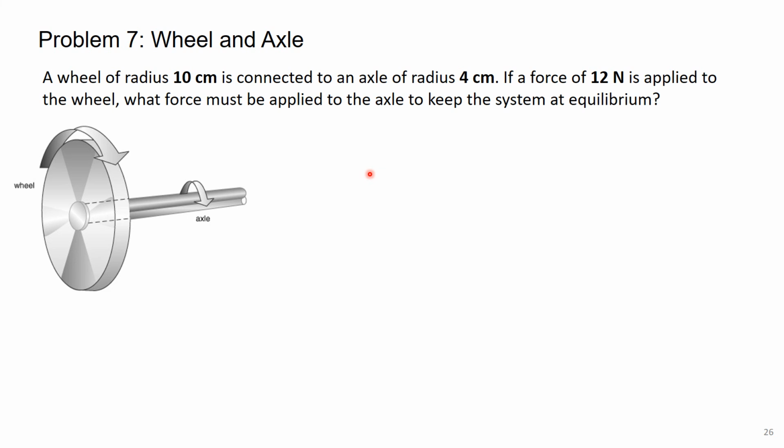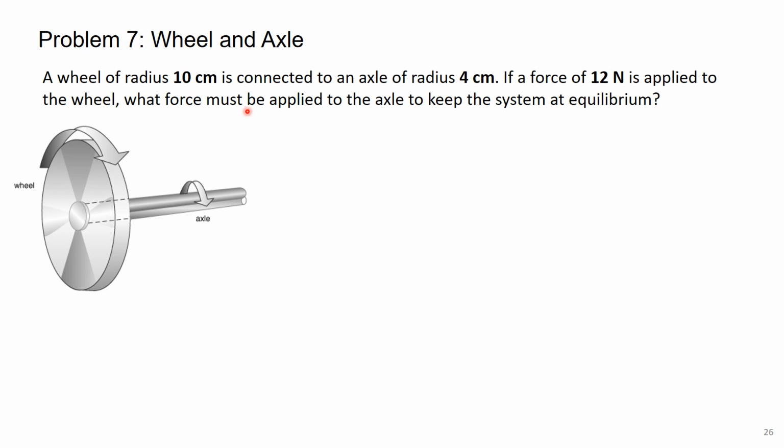Now, we are looking at a problem involving a wheel and an axle. We're going to apply torque and static equilibrium to this problem. We have this setup: a large wheel of radius 10 centimeters connected to an axle of radius 4 centimeters. We are measuring the radius from the center to the edge, and both the wheel and the cylinder have the same center. Then you apply a force of 12 newtons on the wheel, and you want to apply a force on the axle in the opposite direction to keep it at equilibrium. So how much force should you apply on the axle?